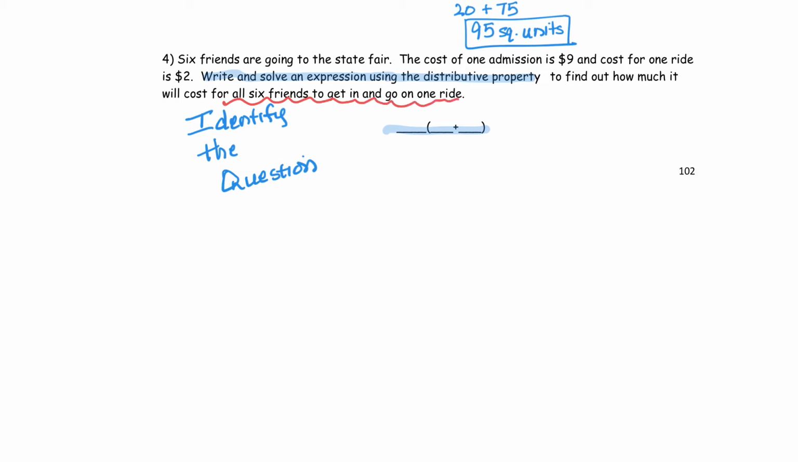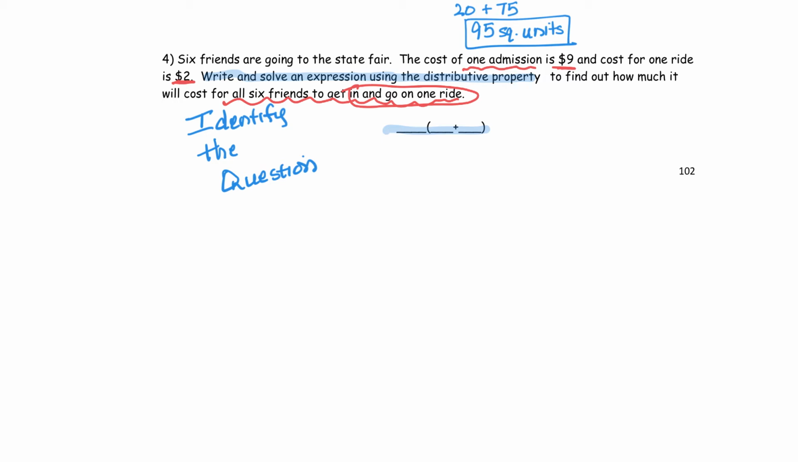So now we have to figure out, how are we going to set this up? Well, I noticed that there are 6 friends going to the state fair. And then the cost of one admission is $9, and the cost for one ride is $2. So if I go back and look at my question, I want to find out how much it would cost for all 6 friends to get in and go on one ride. So I think I'm starting to get the picture. Pause the video and think about how you could set that up.